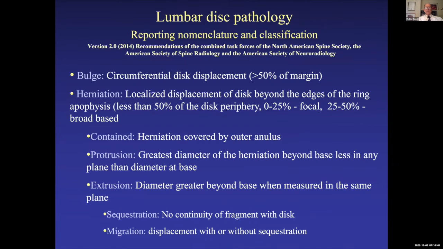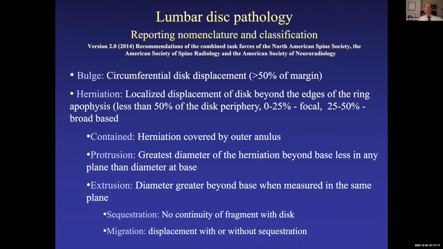So this is from the American Society of Neuroradiology, the American Society of Spine Radiology, and the North American Spine Society, which is not a radiological organization, who got together and decided we need to clear this up and make some rules. So this is the accepted nomenclature. We'll go through it because it's important. So a bulge is defined by a circumferential displacement of disc more than half the disc margin. So that's a bulging disc.